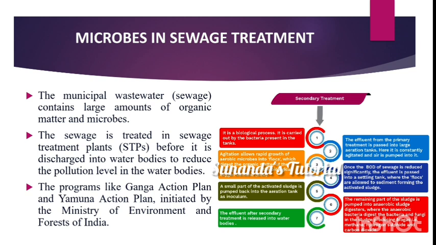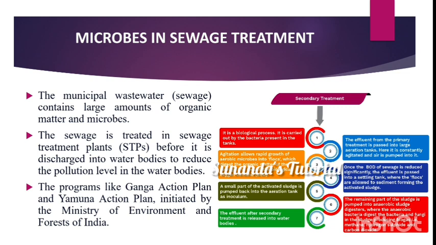Then municipal wastewater is subjected to sewage treatment before releasing into the river or any other aquatic ecosystem. So at first it is treated in the sewage treatment plant before it is discharged into the final water body. It is done to reduce the pollution level of the water body. Some programs like the Ganga Action Plan and Yamuna Action Plan were initiated by the Ministry of Environment and Forest of India to reduce the pollution level. Next.